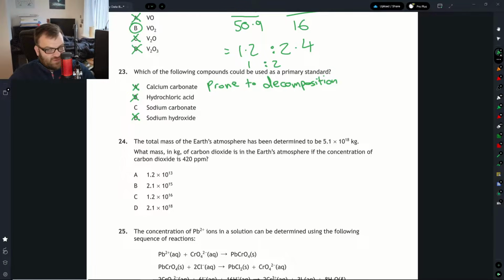It's not stable for that one, whereas your sodium carbonate is one of your primary standards. Other primary standards include oxalic acid. That's a good one if you are standardizing something like sodium hydroxide for a project or whatever. Oxalic acid is used quite often for something like that.